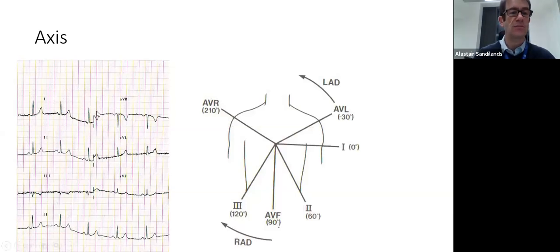Okay, so in this example, I said the most positive lead would either be 1 or 2. So then 1 or 2 is normal. So the wave of depolarization here is going towards 1 and 2. Okay.